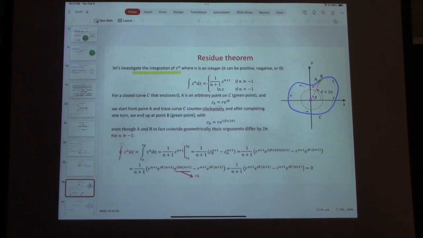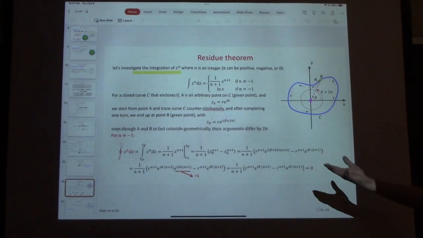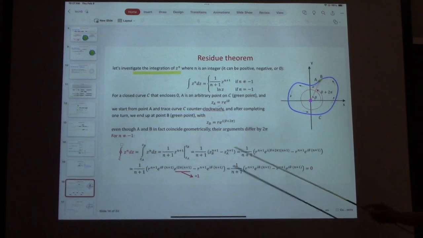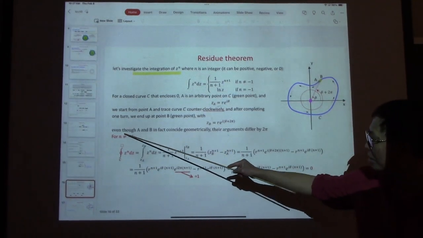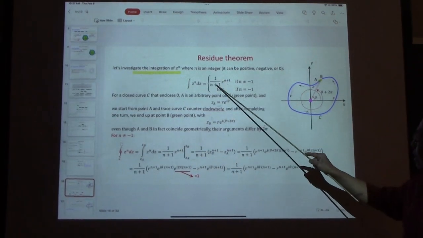A full angle turn is 2 pi. So the angle changes from theta to theta plus 2 pi. That makes sense, right? All right. So for n not equal to 1, let's see. If n is not equal to 1, we will have this.